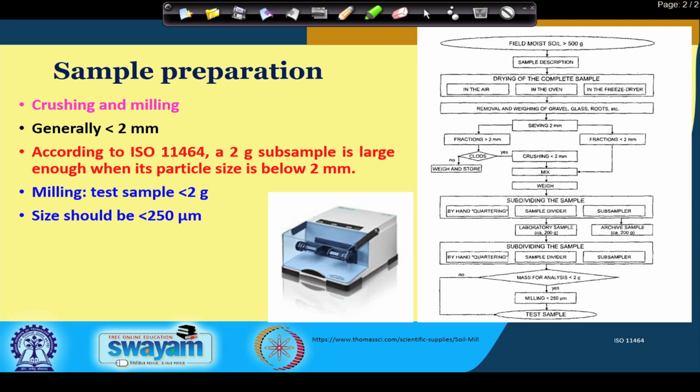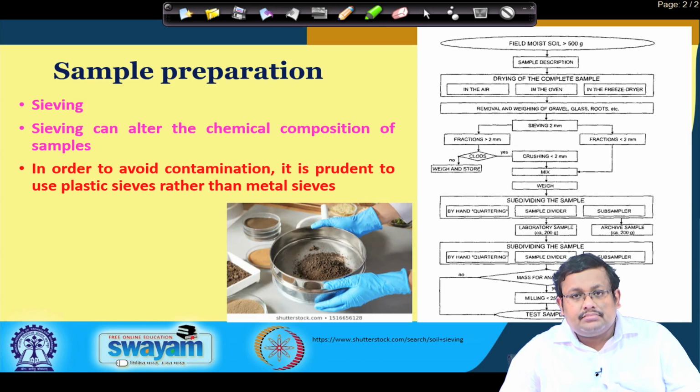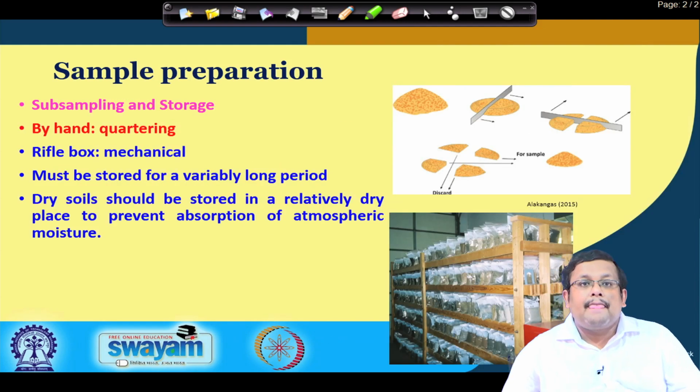Then we talked about sample crushing, sample homogenization, the milling process, why it is required, and under which condition we go with crushing. When the test sample is less than 2 gram we go for the milling process, and the size should be less than 250 microns in this case. After the milling, we talked about sieving, why it is preferable to have a plastic sieve instead of a metallic sieve. Then we talked about subsampling and storage, the quartering method, and the considerations for keeping the samples for a long period of time.